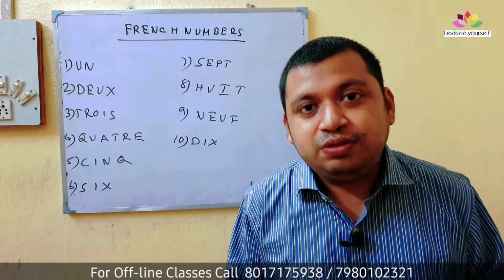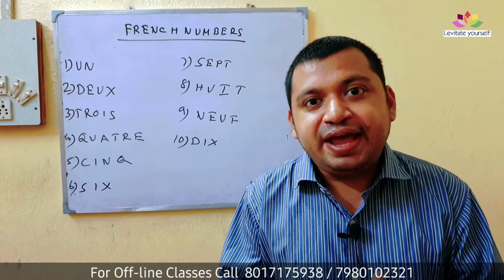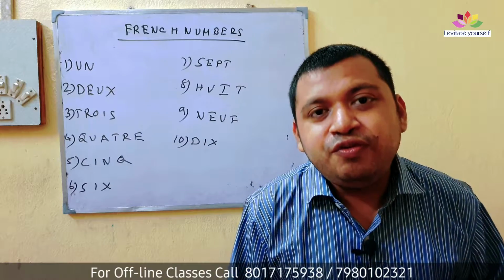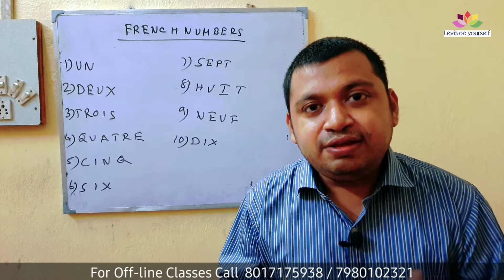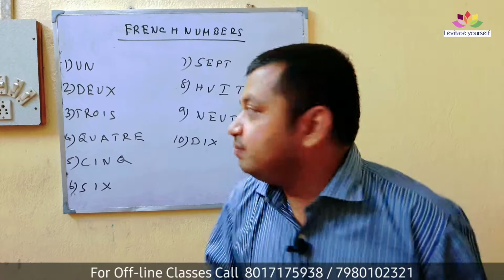Number 8 is huit. Number 8 is huit. Number 9 is neuf. Number 9 is neuf. Number 10 is dix. Now let's repeat it all again from number 1 to number 10.